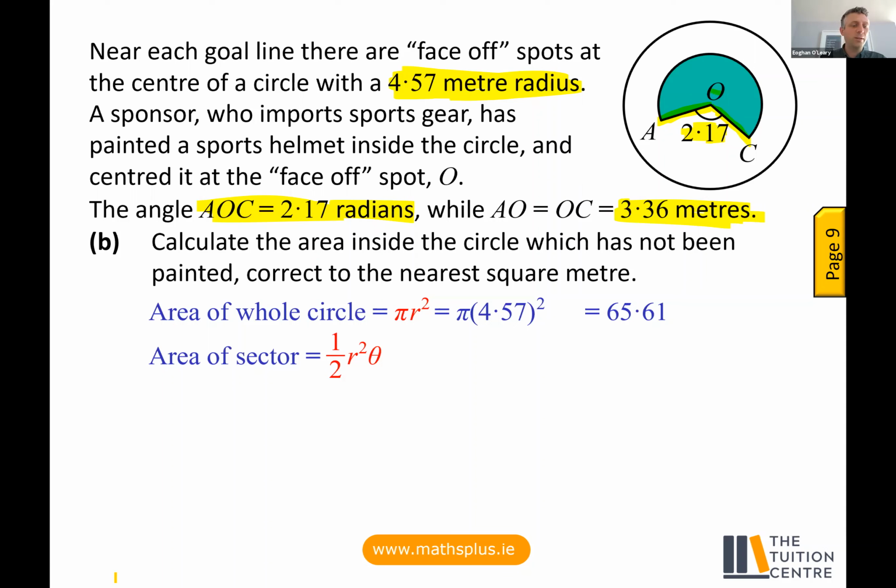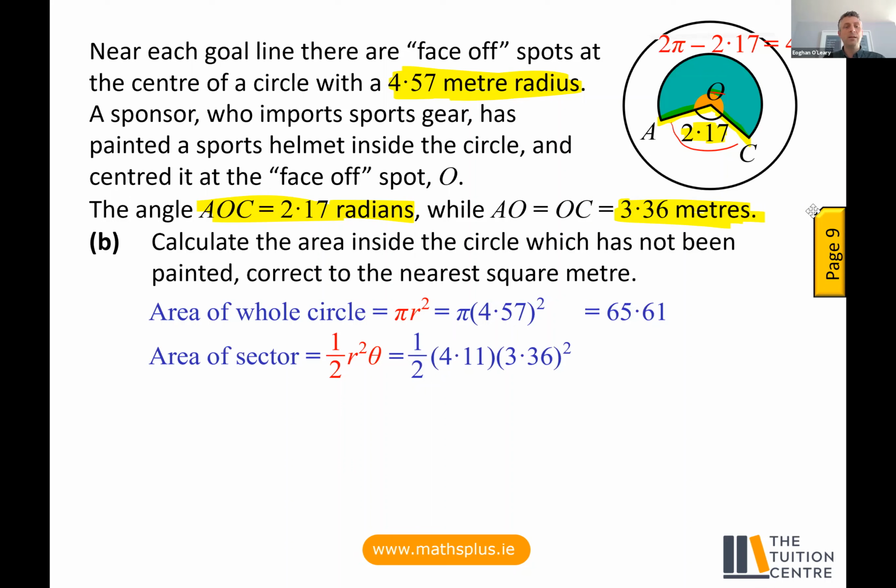We actually don't know what theta is yet, but I could call that guy theta. I've labeled it there in orange. But we know that this is 2.17 radians. We know there's 2 pi radians in a full circle. So therefore, 2 pi minus 2.17 would be equal to 4.11 radians.